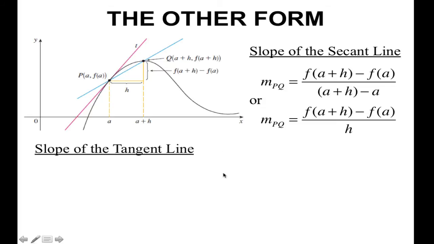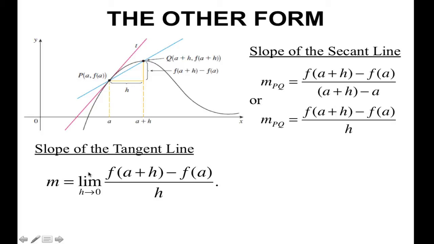Now, like I have been saying, in order to get the slope of the tangent line, you need to take the limit of the slope of the secant lines, because Q is approaching P. So as Q is approaching P, that means this x value is getting closer and closer to a, which means the distance between these two x values is getting smaller and smaller. That's why we say the limit as h approaches 0 of our slope of the secant lines.